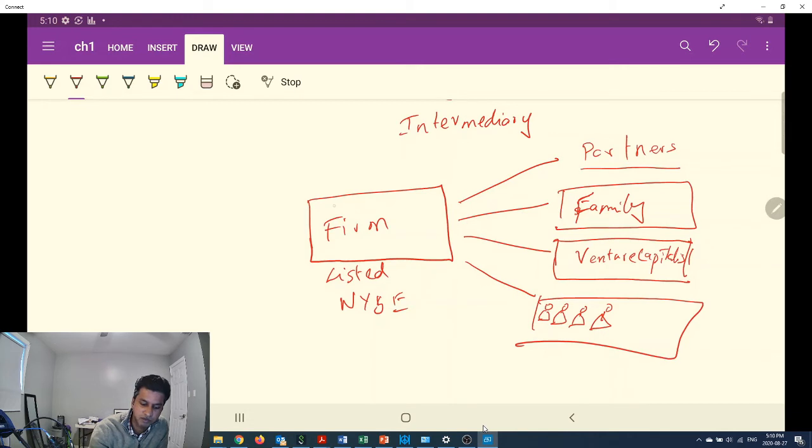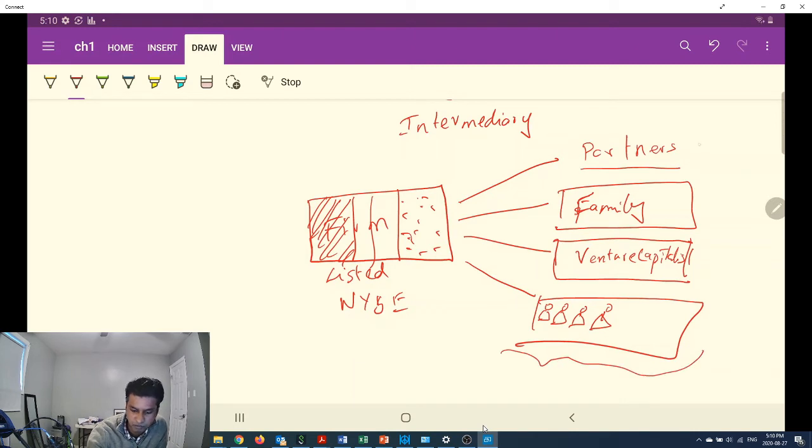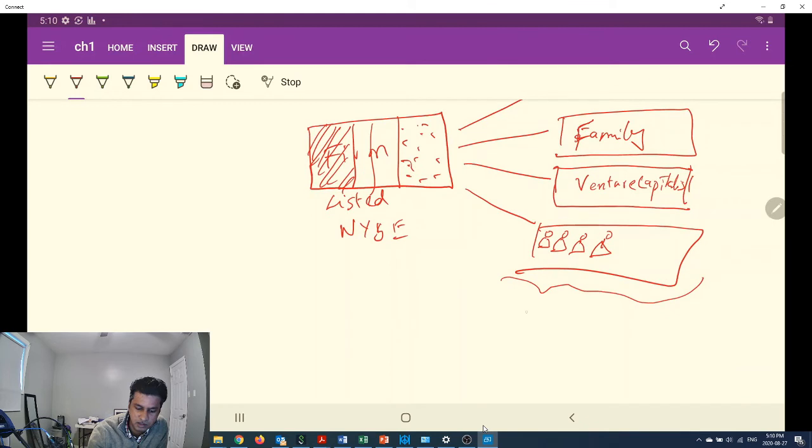And so your firm is owned by you and your partner. So that's your listed share, and the family owns a little bit, and then the venture capitalist owns a little bit more, and the bunch of shareholders own tiny parts of your firm. Okay, so all of these people, including the potential founder, are the shareholders. So what is a shareholder? A shareholder just owns a small share of the firm, right?